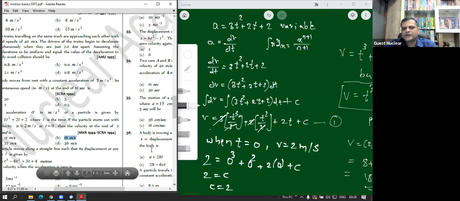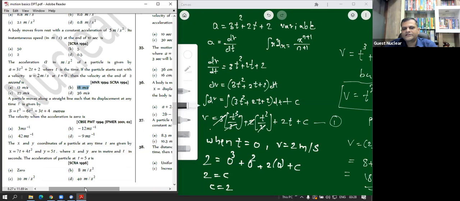So here we are going to see the use of acceleration here. The use of acceleration is what we come to know here.